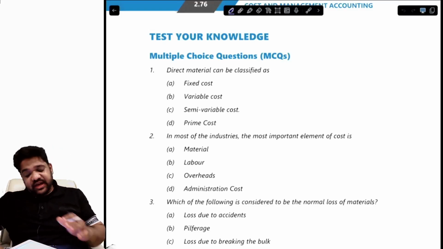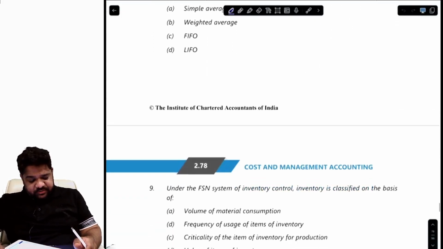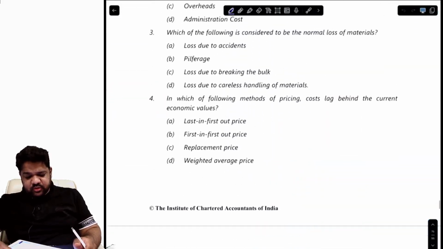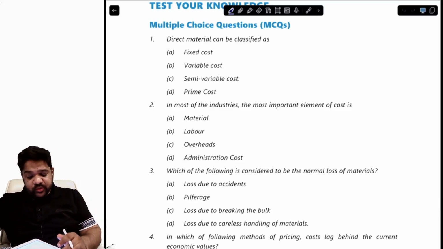The next topic that we have is materials costing. Again, I think we have around 10 MCQs for it. Good MCQs, simple ones. One or two may require some explanation. So let's get on to it.